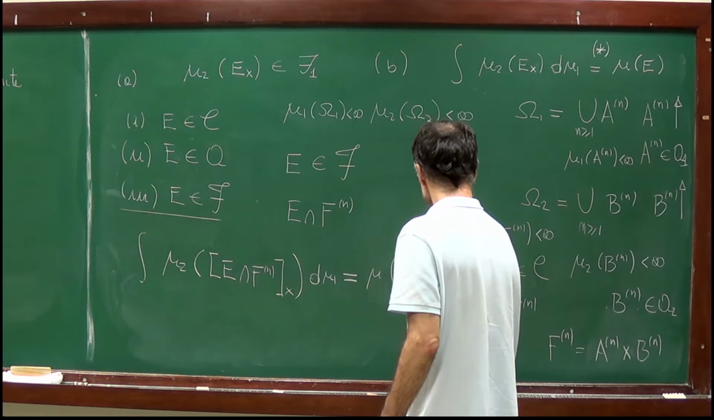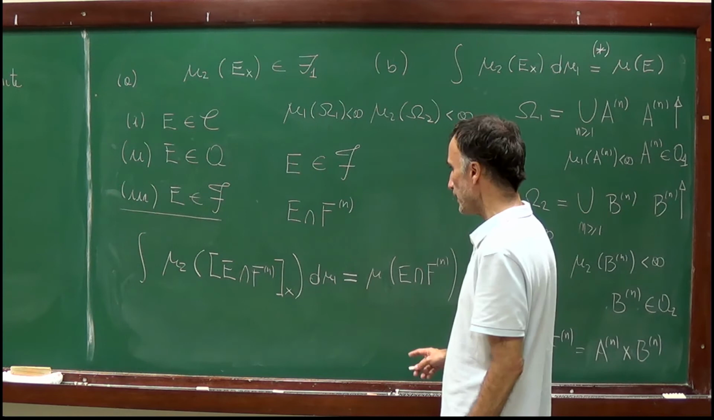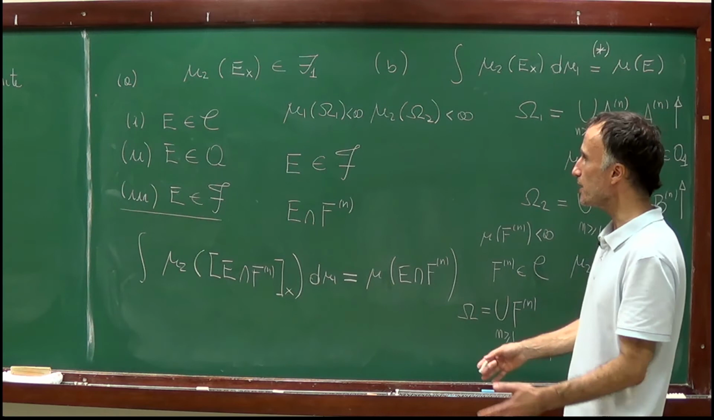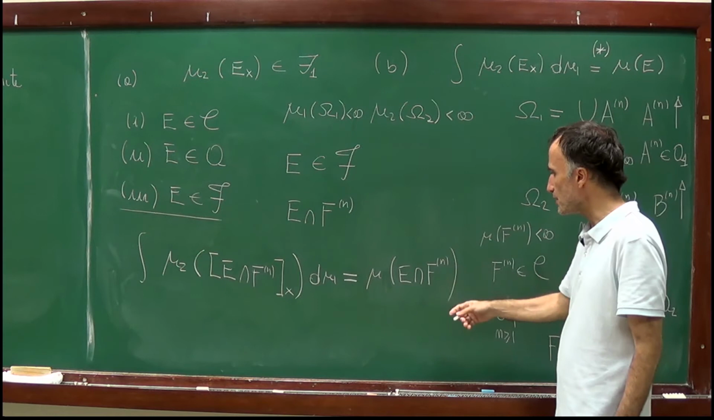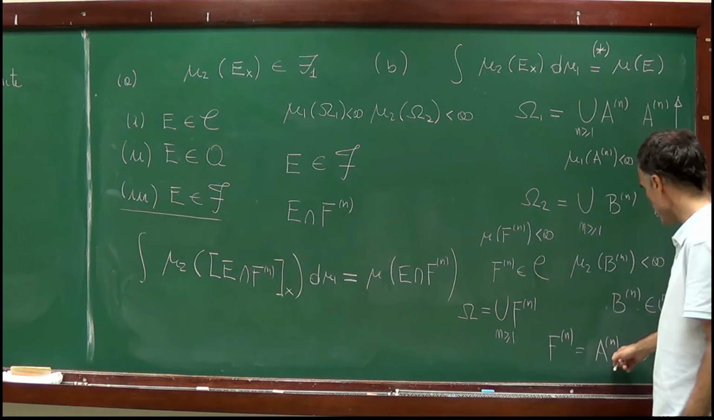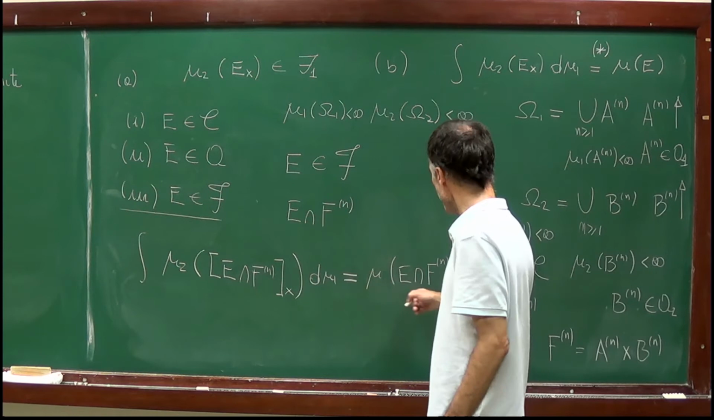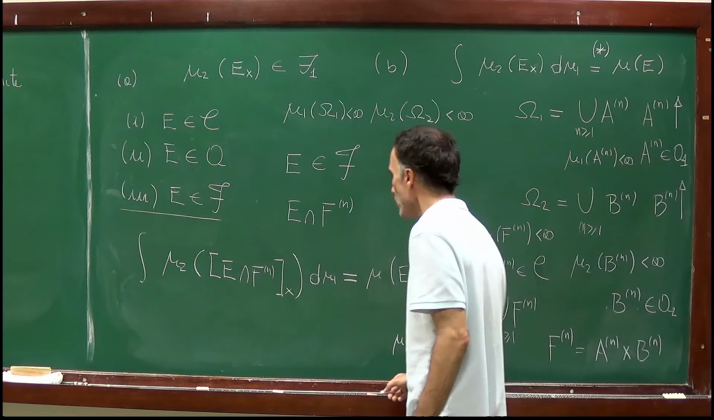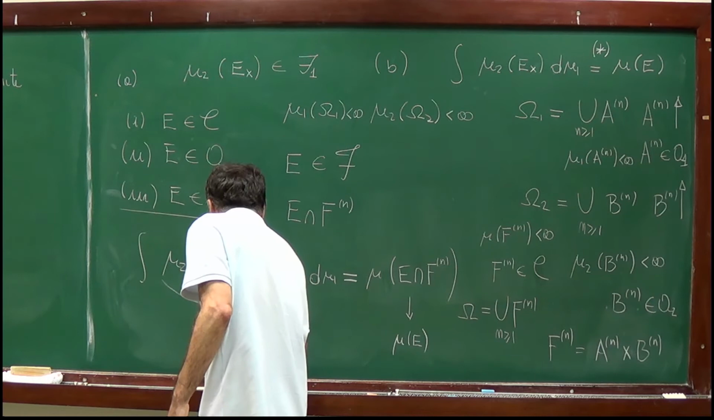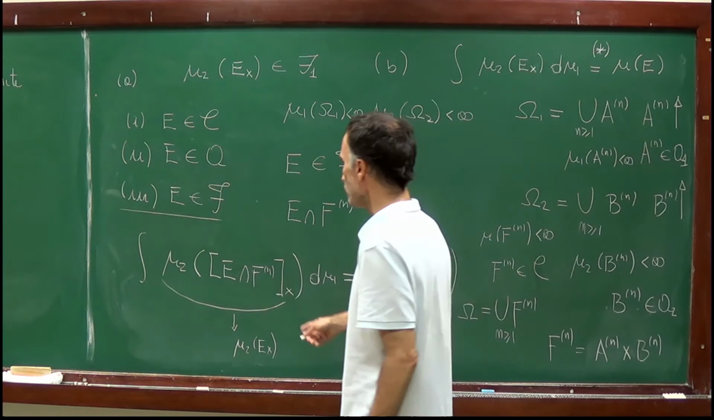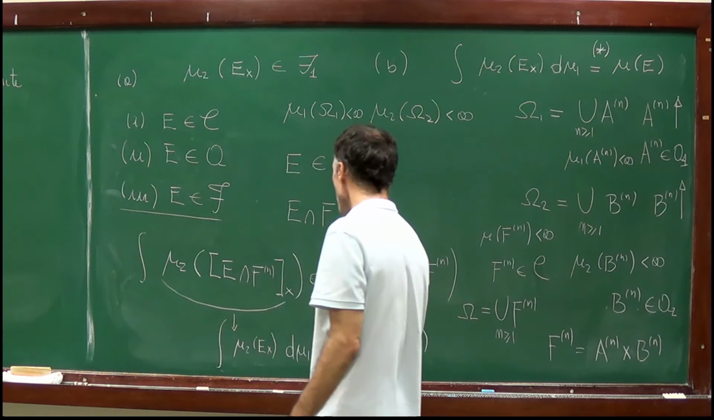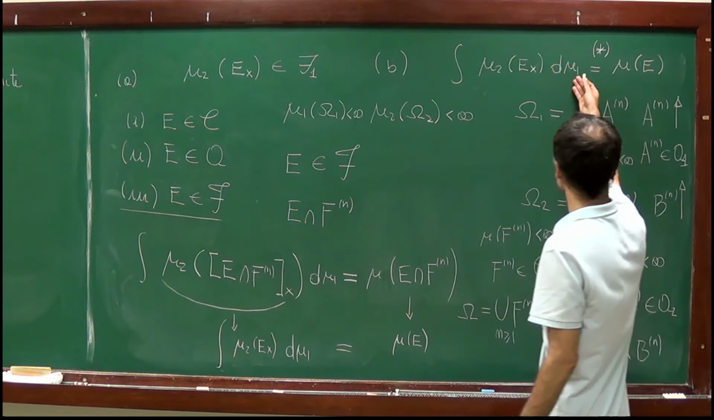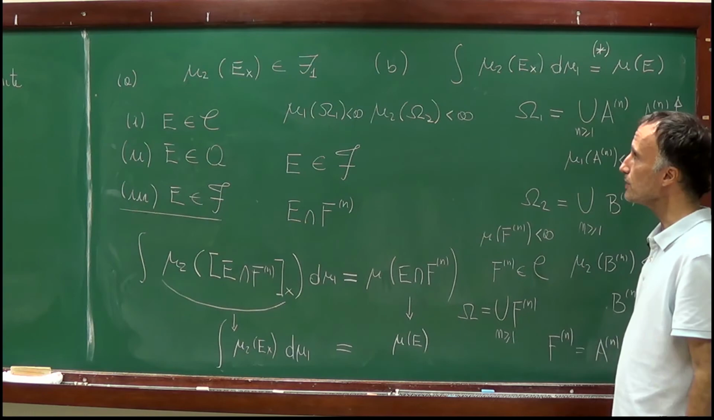And well, now, this follows from what we proved in the case in which the measures are finite. And now we can pass to the limit as n tends to infinity, because since Fn is increasing, because An and Bn are increasing, and since their union is equal to omega, by the fact that mu is sigma additive and therefore it's continuous from below, this expression converges to mu of E. This one, for the same reasons, converges to mu2 of Ex. And by the monotone convergence theorem, the integral converges to the integral with respect to mu1 of this function. And therefore, we have this identity. And this completes the proof under the assumption that these sets are sigma finite.